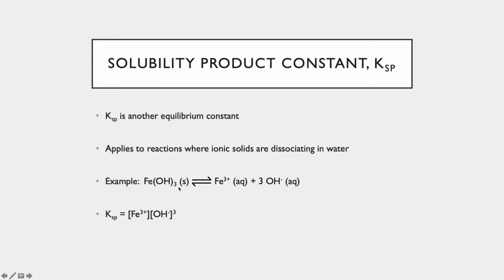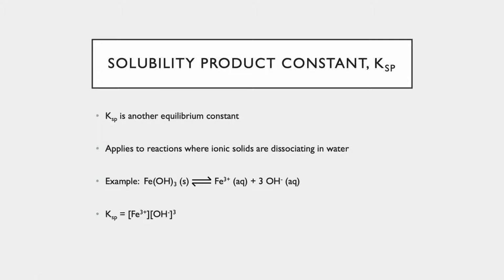Now, one thing we will have to be careful about for KSP in particular, we get spoiled a little bit in the acid-base chapter with all our stoichiometry always being 1. Notice here the stoichiometry is not 1 for everything, and so if we have that coefficient of a 3 on hydroxide, that means we are cubing its concentration in the equilibrium constant calculation.